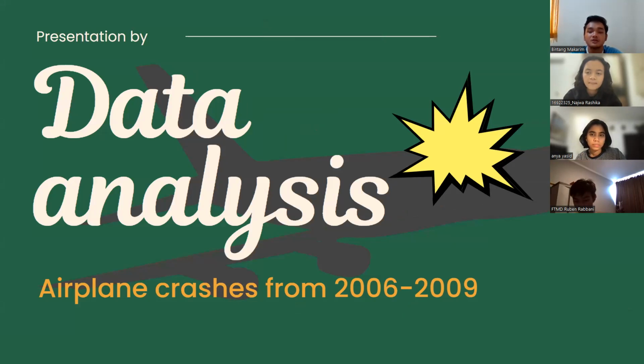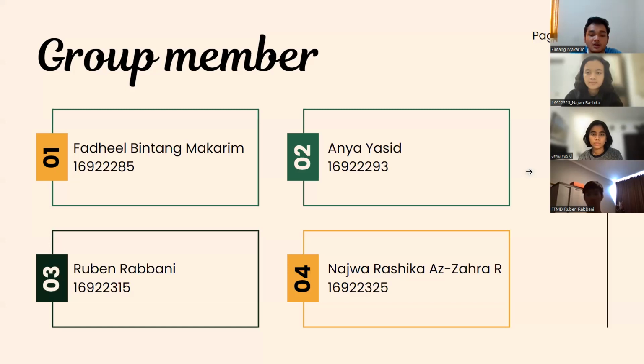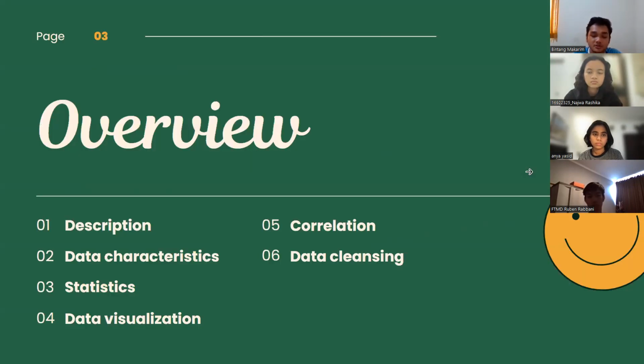We from Group One will present our work on analyzing data using Microsoft Excel. The data that we analyze is data on airplane crashes from 2006 to 2009. Our group consists of Fadil Mitama Karim, Anya Yasid, Ruben Robani, and Najwa Rashika. And this presentation contains a description, data characteristic, statistic, data visualization, correlation, and data cleansing.